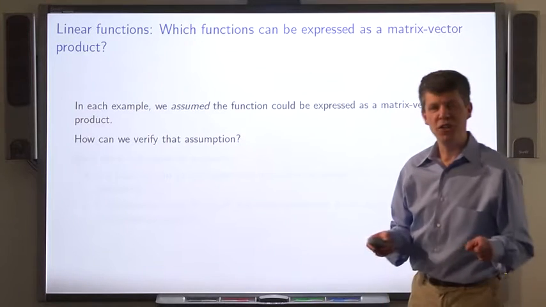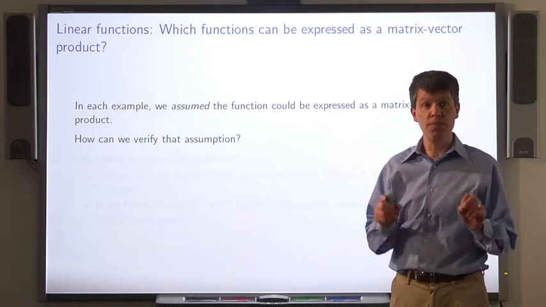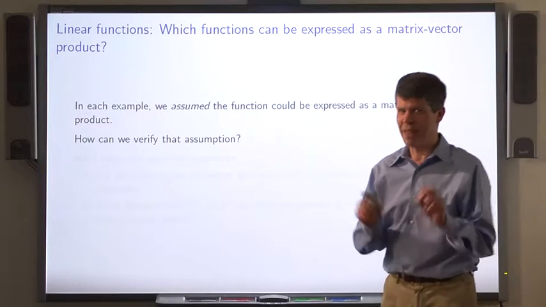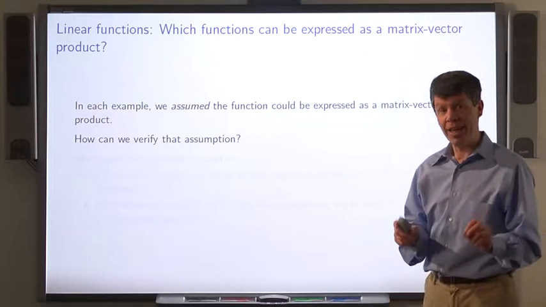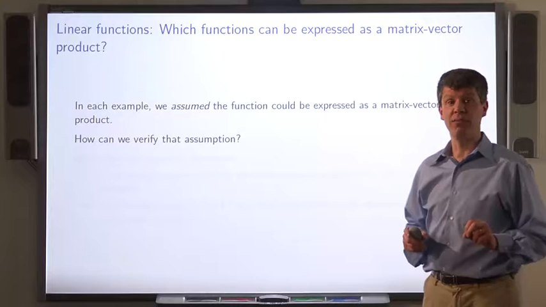In the examples we just saw, we assumed for each function that the function could be represented by matrix vector multiplication. In fact, in one of the examples, that's not true. So how can we tell for a given function whether it can be represented by matrix vector multiplication?